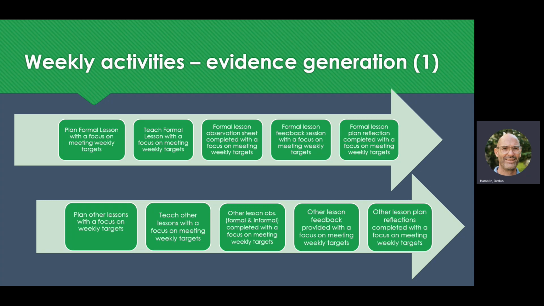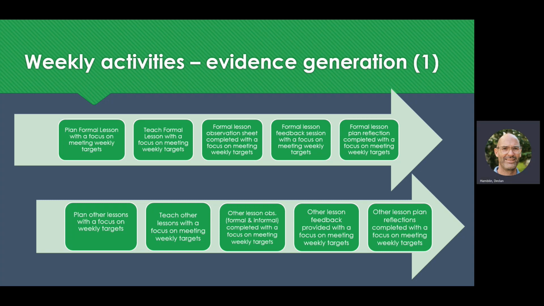Obviously, the same kind of pattern, as you can see in the second row, happens with other lessons. There's still lesson plans planned, there's still lessons taught. There might be other people that observe them, could be yourself that's observing them. But again, other lesson observation feedback is collated, again, hopefully focusing on those weekly targets. And again, that would inform whether targets have been met or still need to be continued.